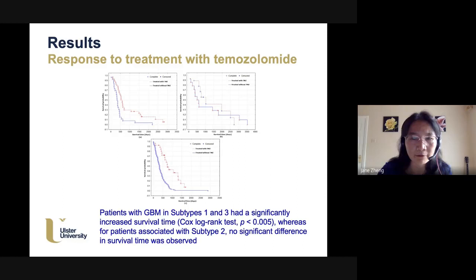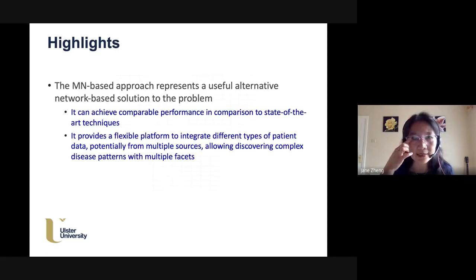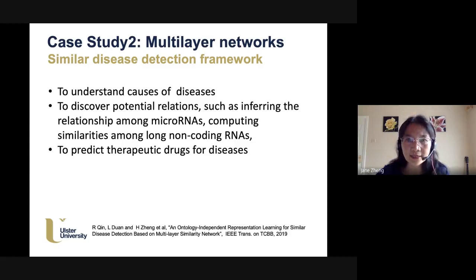Okay, so that's one example of how we use the multiplex network approach for stratified medicine. The highlights here are that it can provide a flexible platform, and when you have different data coming in, it can be scaled. It also reveals more information than other traditional methods, for example, just using one single data type. So I'm now going to move to a second case study.